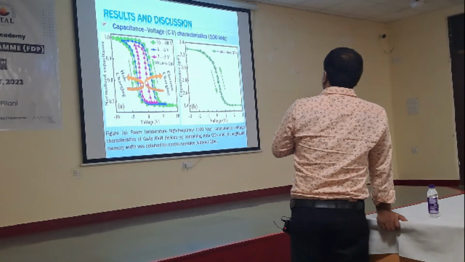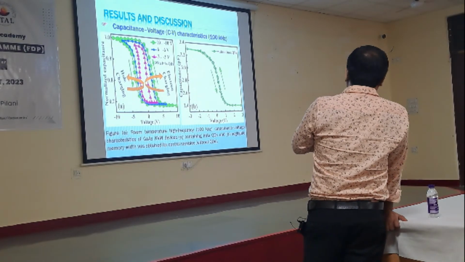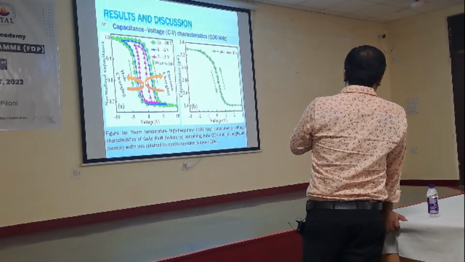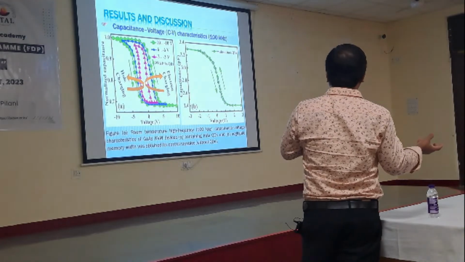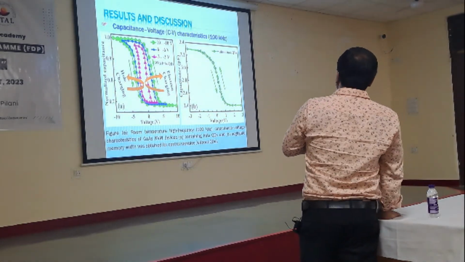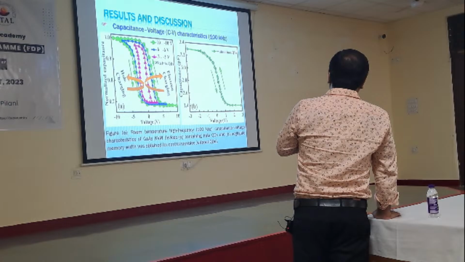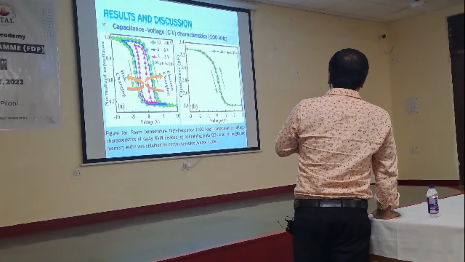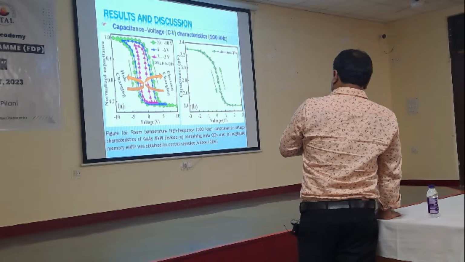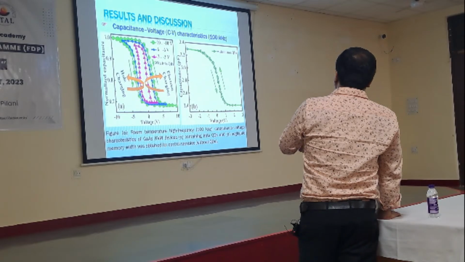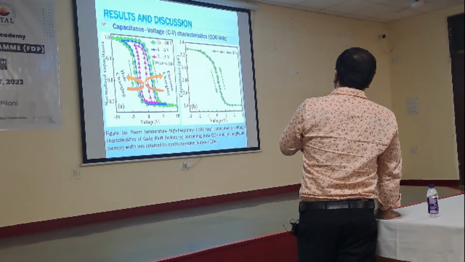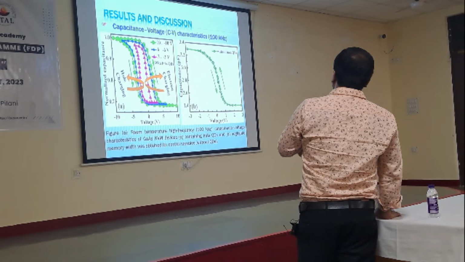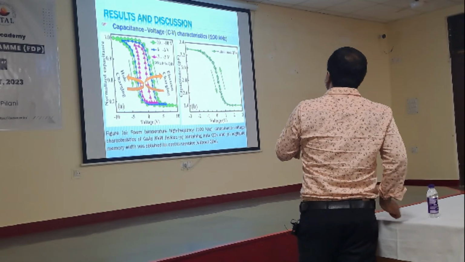And here you see no memory window is there, because this is a control device, where no indium arsenide quantum dot is there. Actually no charge storing element is there, so there is no storing of charges. That's why you did not see any memory window in the capacitance. There is no flat band voltage shifting. But in this case, because quantum dots are present, your flat band voltage shifting is there when you are sweeping the voltage from -3 to 3, 6 to -6, and 10 to -10. In all the cases you can see the voltage shift.